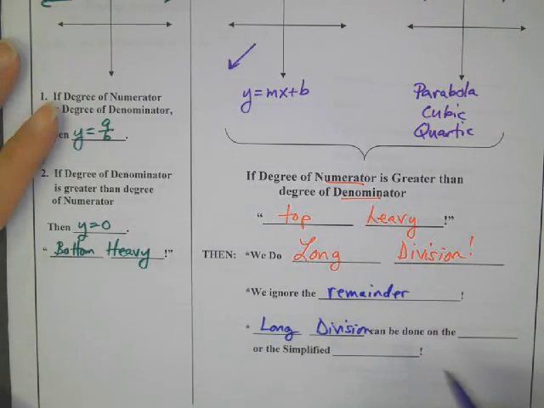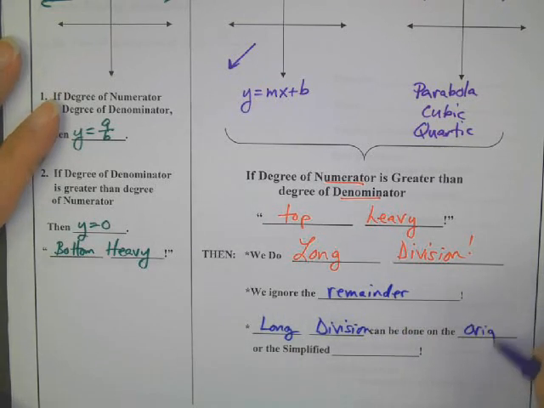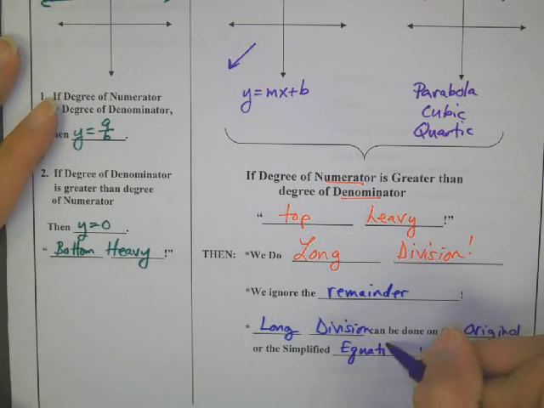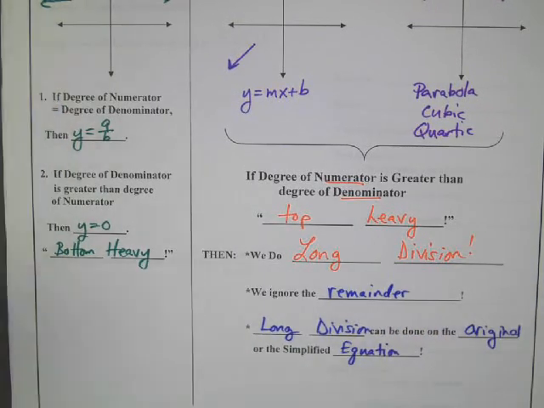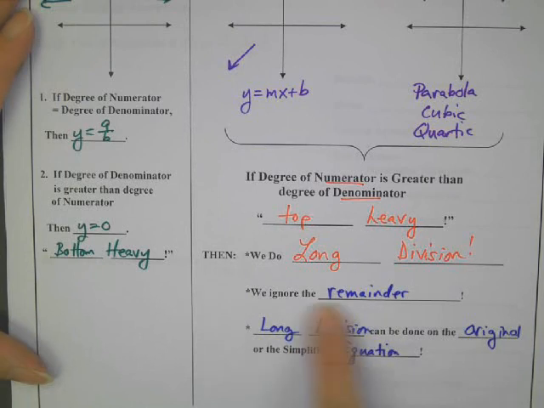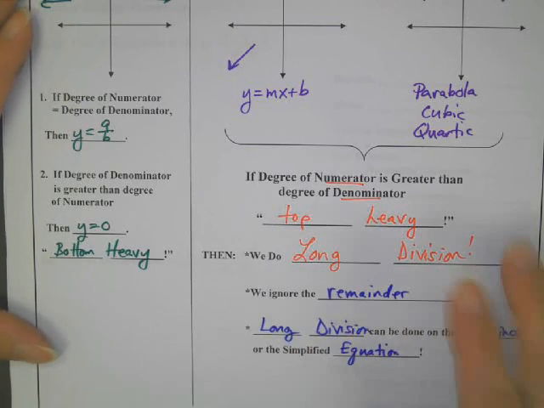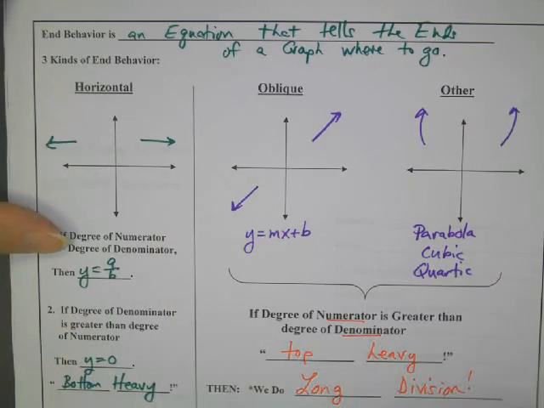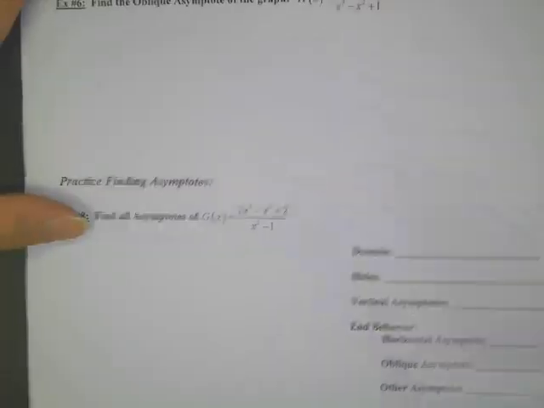And long division can be done on the original or the simplified equation. So if you can simplify, factor, get it smaller, it doesn't matter which equation you use to get the long division, and we just take the quotient, we ignore the remainder. Okay, now you don't have to do long division all the time. That's only when it's top heavy. But these are the ways that the ends of a graph can go. So we're going to practice that a little bit today.